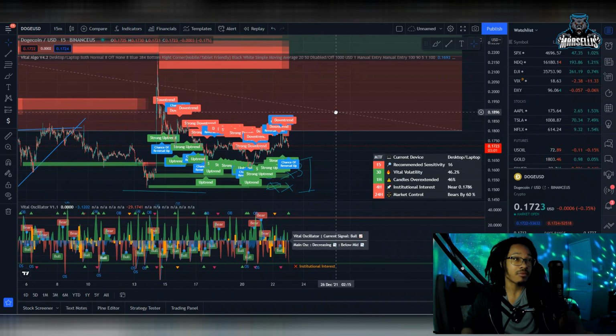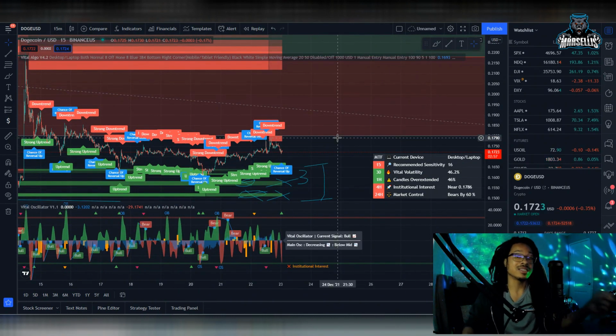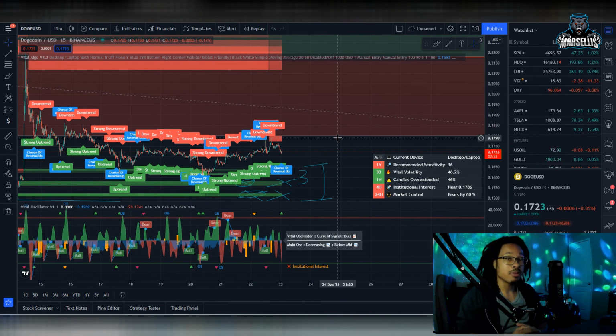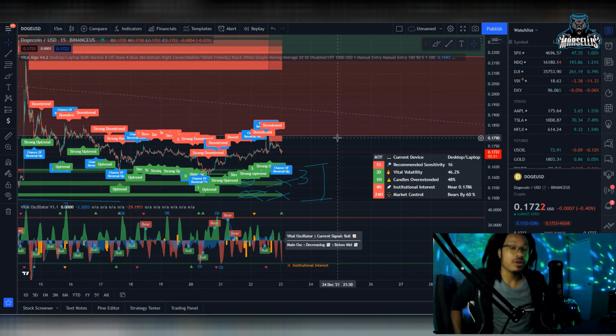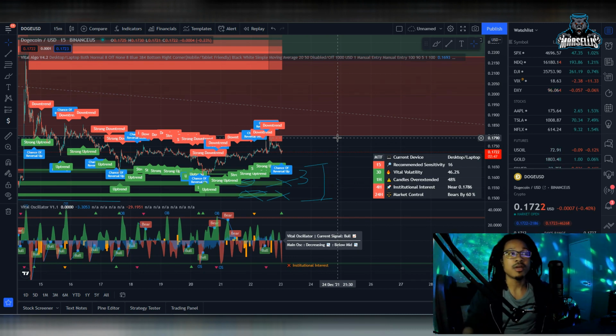So I definitely wanted to go over that because it's going to be very hard for us to fall down to 8 cents. I know I've been talking about the 8-cent support for a while now, but it's going to be pretty hard for us to get all the way down there because we have so many different areas of supply and demand. There's just so much demand for Dogecoin.